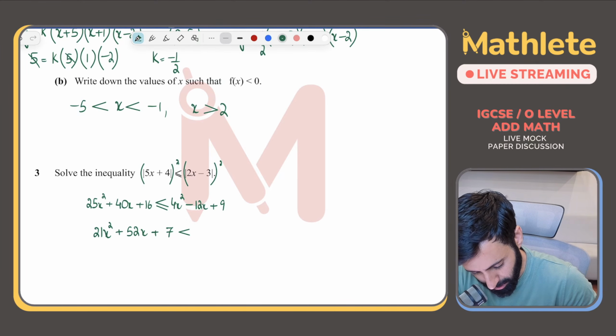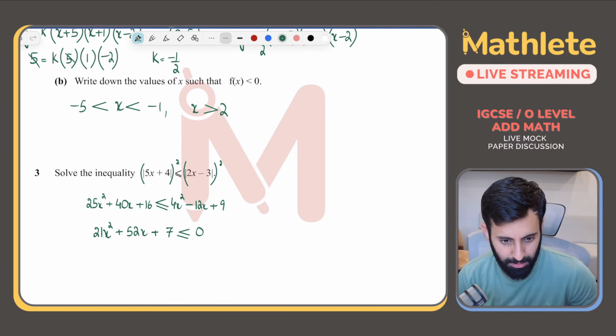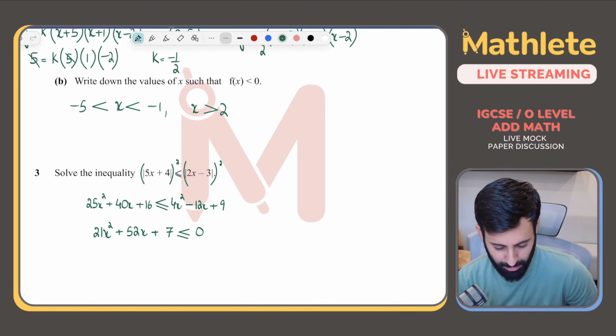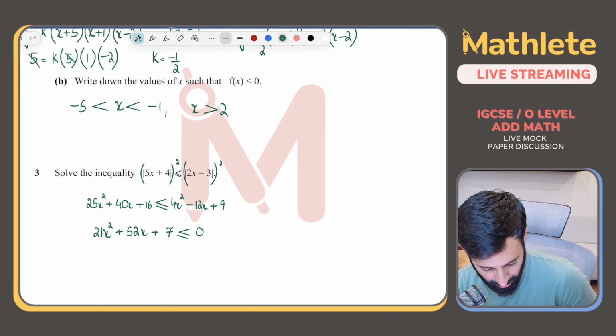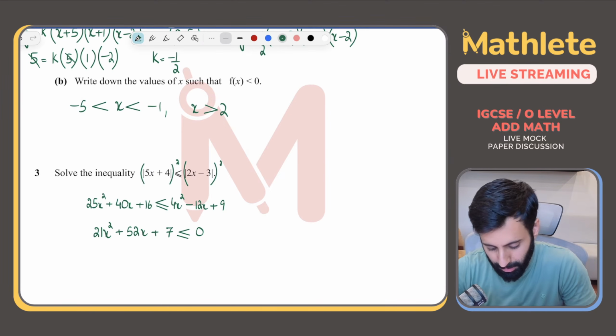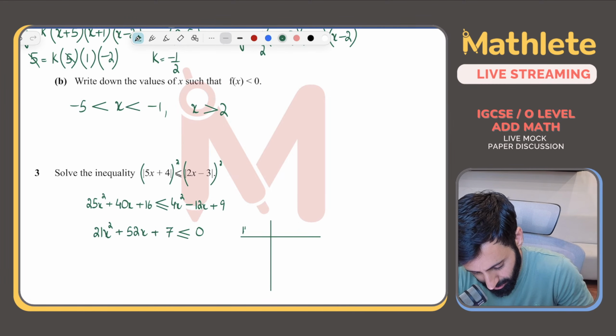Can we simplify this? I don't think that we can simplify this, so we'll have to do middle term breaking as it is. So 21 times 7, what's that equal to? 21 times 7 is equal to 147. 20 times 7 is 140. Yeah, 147. So we need factors of 147 that sum to 52. Let's do some trial and error. I think we can divide 147 by 3.